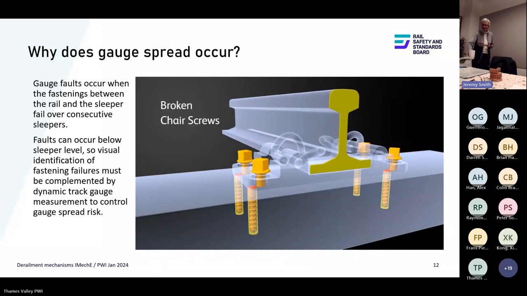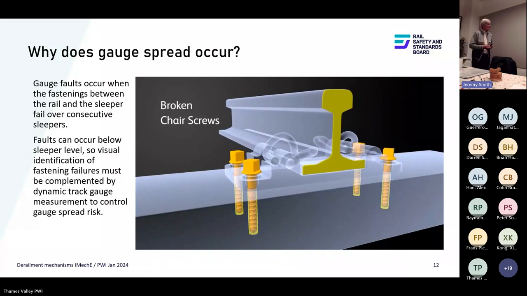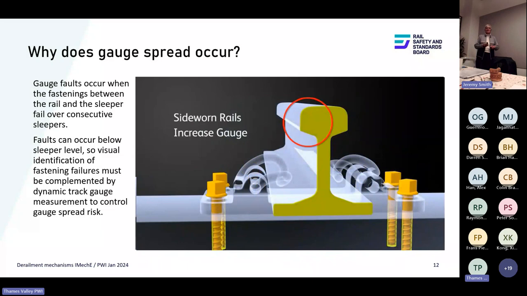The number of times you will read in an RAIB report, the screw heads were completely loose. It looks fine from the surface, but those screws are doing absolutely nothing because they're broken. So there's no restraint on the rail moving when there's force. And a side-worn rail increases the apparent gauge and makes it more likely for the wheel to fall in.